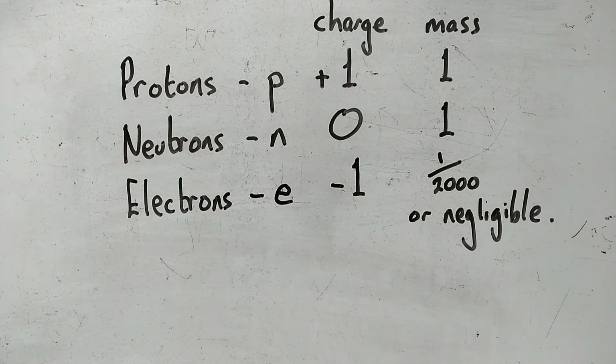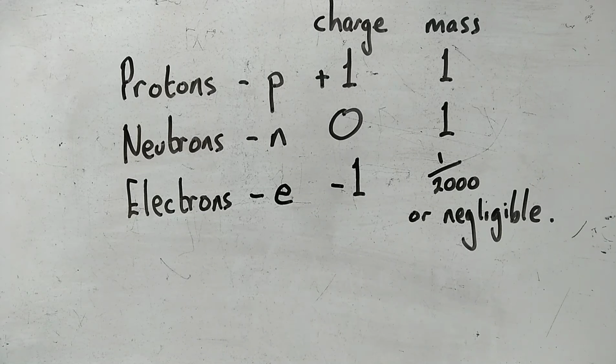The mass of a proton is 1. This is a relative mass. That doesn't mean that the proton has a mass of 1 gram or 1 kilogram or anything like that. But it does mean that the mass compared to the mass of a neutron is the same. So they've both got the same mass. So we say the mass is 1. We call that the relative mass.